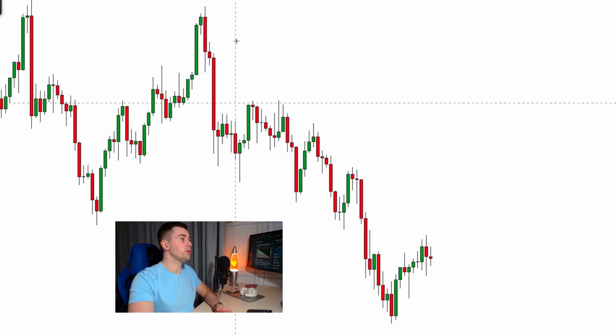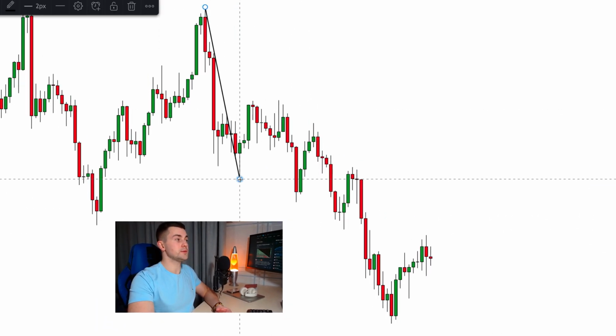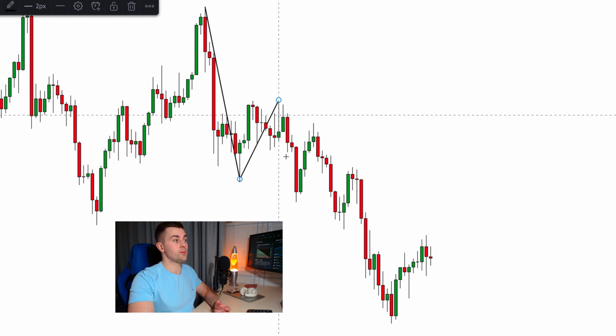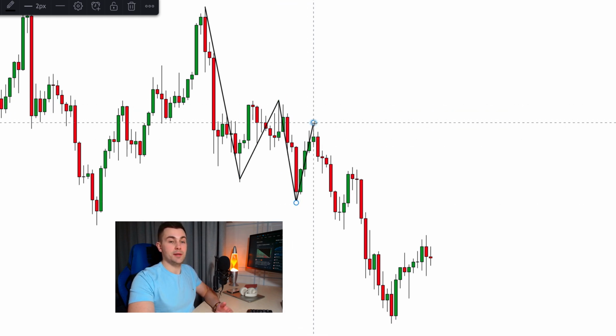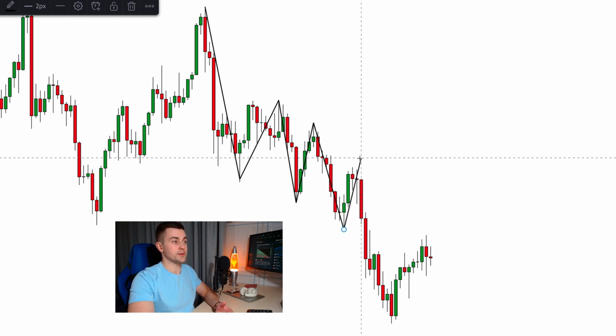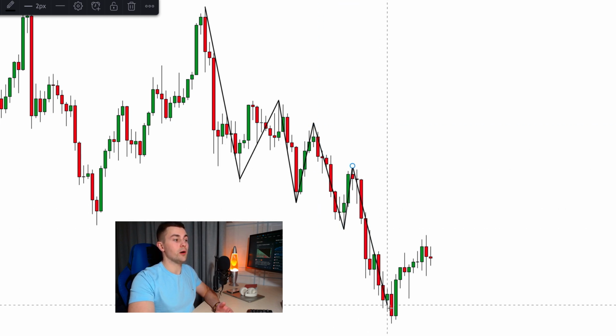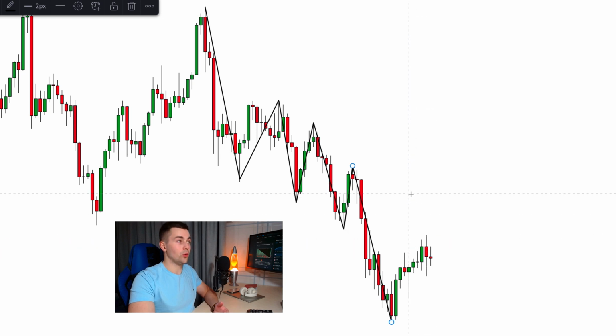Why? If we follow the recent impulses, you can see that after each and every pullback, the market tends to set new structural lows, at the same time setting the lower highs. Yes, so you can see that over time we are lower and lower and lower in gold.